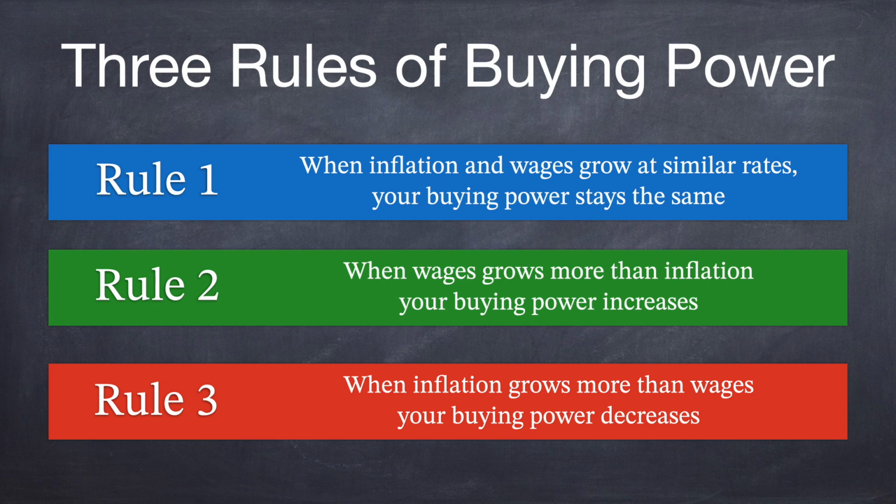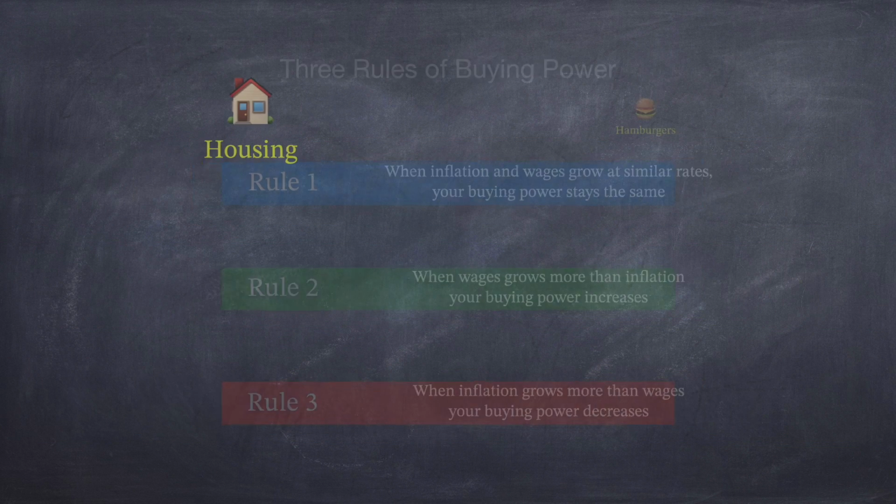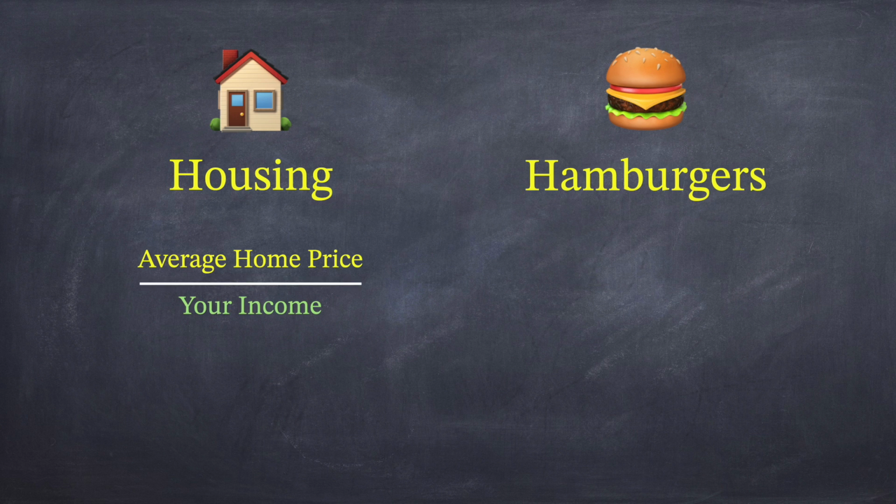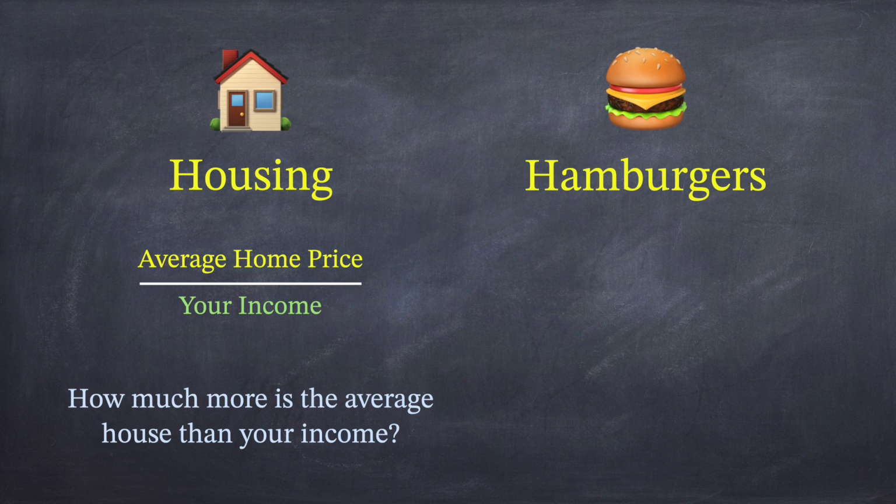And so to measure buying power here, we're going to use 2 comparison metrics of 2 things that everybody needs: housing and food. But in this case, we're using the example of hamburgers. So housing, to compare housing price of what it used to be to what it is now to what it could be in the future, you're going to do this calculation right here. You're going to take the average home price, so the average price of a house, and you're going to divide it by your income. And then you're going to ask this question: how much more is the average house than your income? And that's going to be the comparison metric there.